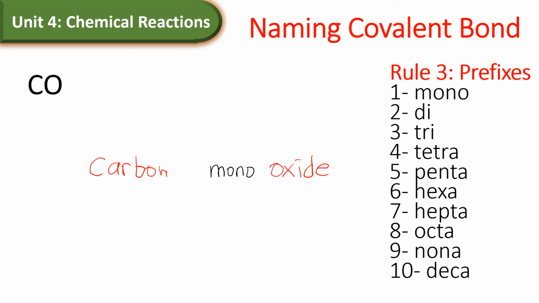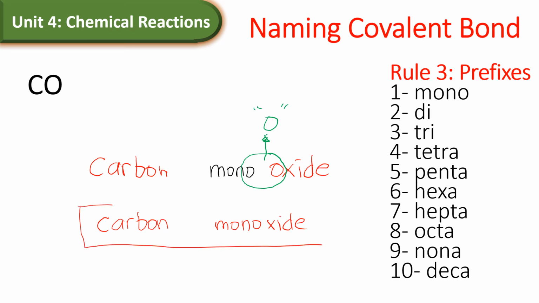Now, look at rule number 5. Rule number 5, if you have AO or OO, turn it into O. So meaning, we have here your OO. So this OO here will become a simple O. So our final answer will be carbon monoxide. Carbon monoxide. This is our final answer.